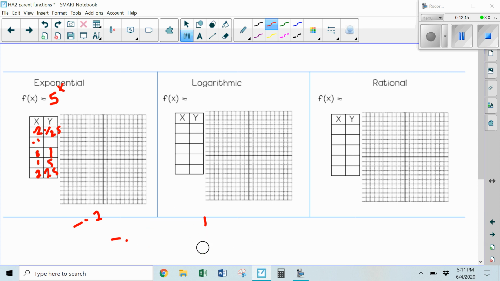How about 5 to the -1st? Well, that's the same as 1 over 5 to the 1st. 5 to the 1st is 5, so that would be 1/5.